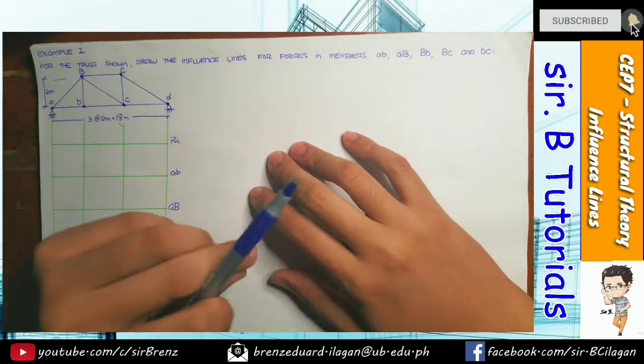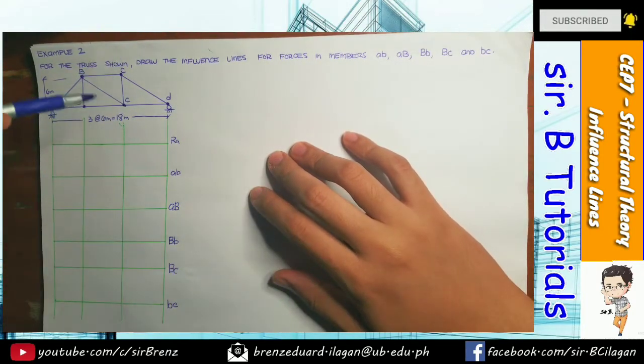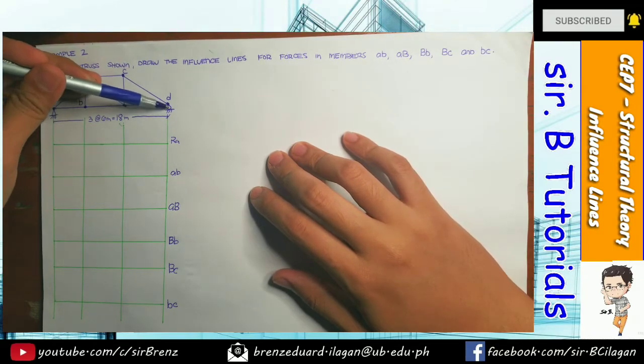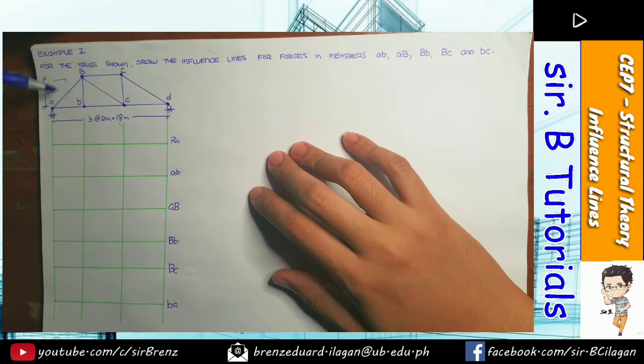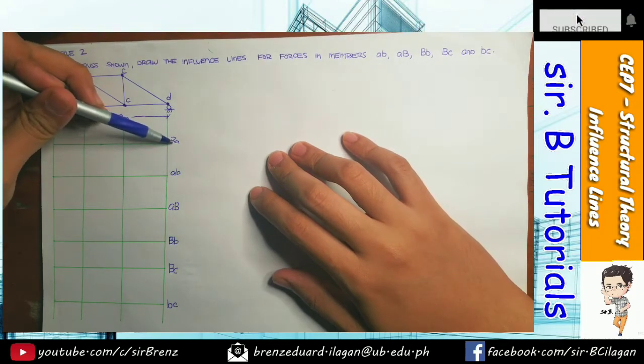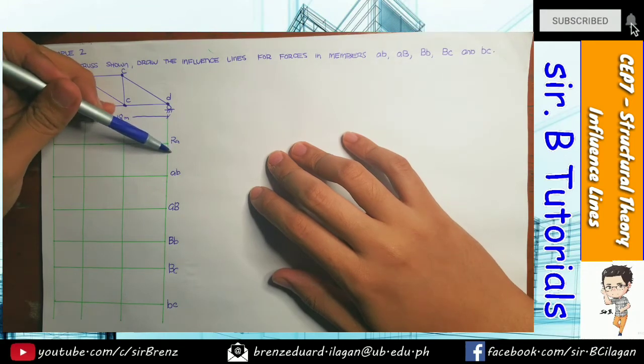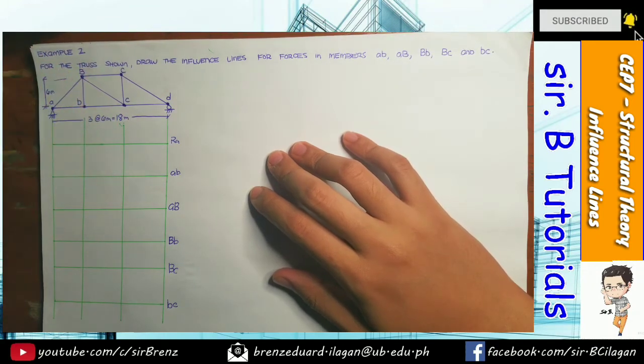So the first thing we do is make an influence line for the reaction at A or the reaction at B. But since our members are mostly near RA, the RA values are what we need to get. Okay? So, same as before, guys.